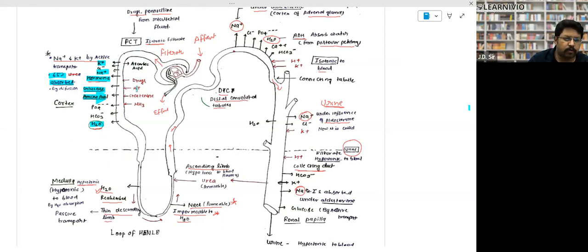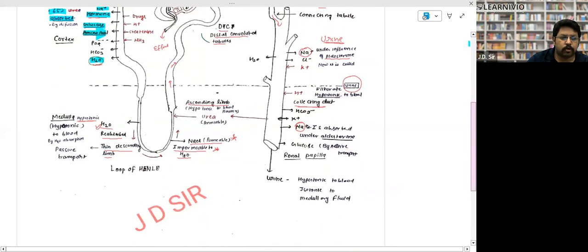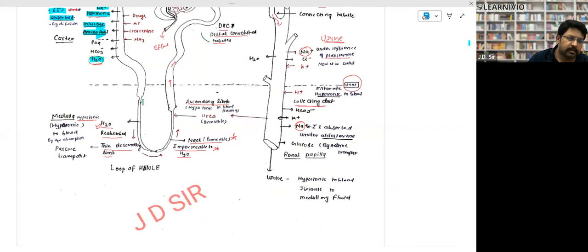Now, after that, what happens? This filtrate passes through here and goes down to the loop of Henle, right? This is called the descending limb. The descending limb is responsible for the reabsorption of water, right? And here the filtrate is now hypotonic to the blood due to active absorption.